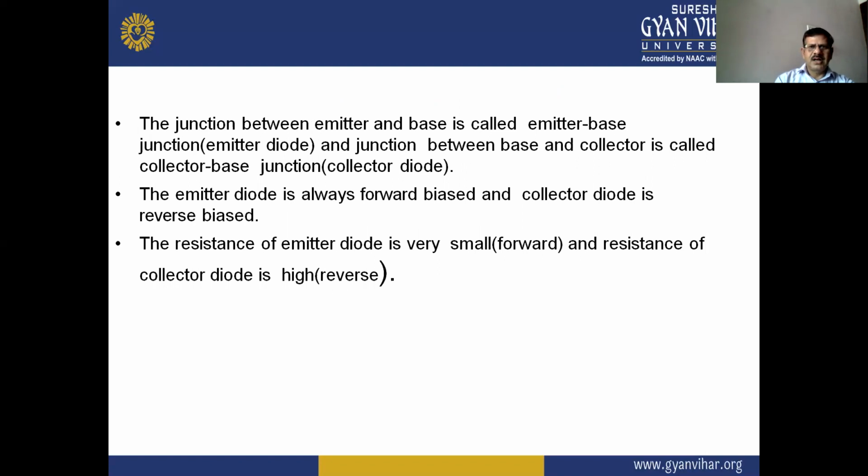The junction between emitter and base is called the emitter base junction, that is the emitter diode, and the junction between the base and collector is called the collector base junction, that is the collector diode. So there are basically two junctions in a BJT, junction J1 and junction J2. Junction J1 is between emitter and base, and junction J2 is between base and collector. The emitter diode is always forward biased and the collector diode is always reverse biased, or we can say that junction J1 is always in forward bias and junction J2 is always in reverse bias.